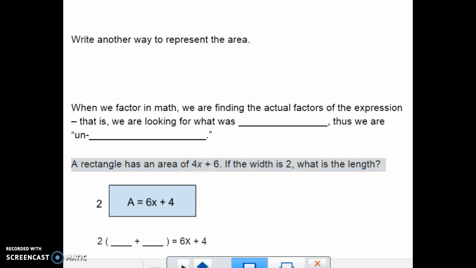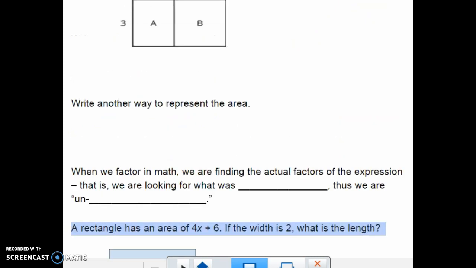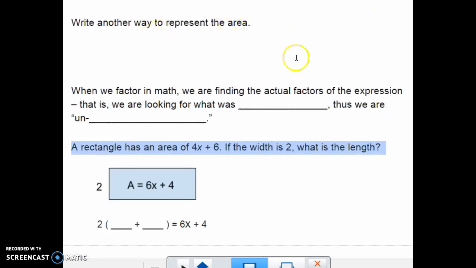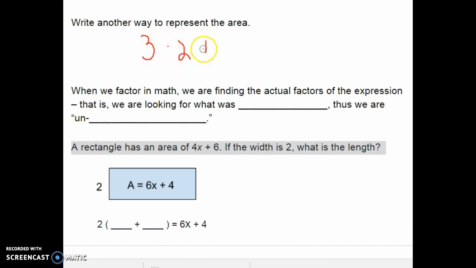What's another way to represent that area? Well, I could take the width and multiply it by each of those items in there. Oh, it's 3, 2, and x. So what I need to do is show you that I could just do 3 times 2 plus 3 times x. I think we did a problem like this in class yesterday, and I asked you, what do they both have in common? Both of these terms have a 3 in common.